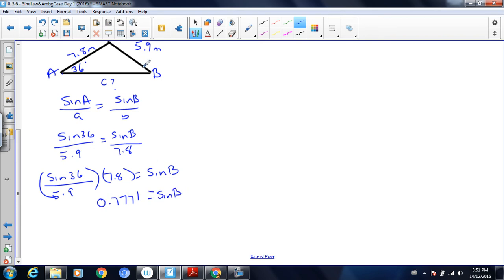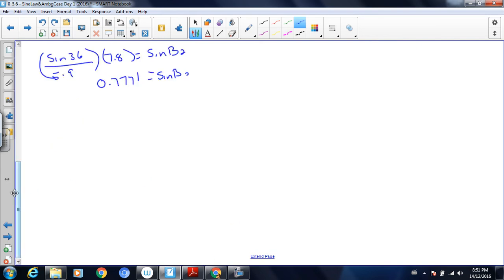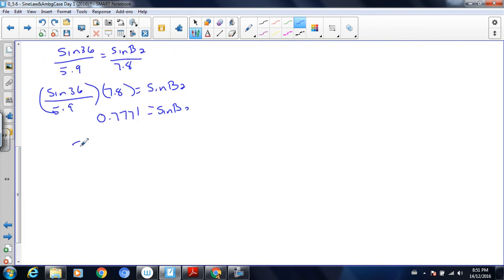And again, this is technically, guys, B2. Okay? Remember, this is B2, because of that property of the triangle. We have two triangles. So now I have to solve for B2. So this is sine inverse of 0.7771. Guys, that means you're using your second function sine button. So angle B2, you should have 51 degrees.